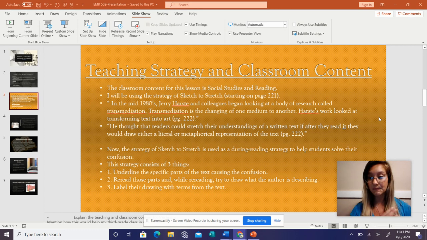And I personally love this idea. I love when children can read something, they get this visual without the pictures, and they then themselves are almost motivated to draw a picture from what they just heard or what they just saw, or even just given the opportunity to do so. So now the strategy of sketch and stretch is used as a during read strategy to help students solve their confusion.